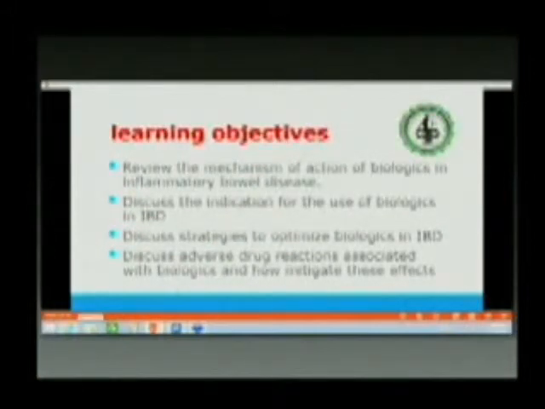Okay. So learning objectives for this afternoon, we're going to review the mechanism of action of your biologics, especially in inflammatory disease, discuss the indication, how they work, and of course, discuss strategies to optimize the use of these biologics. Later on, we will discuss adverse drug reactions associated with biologics and how to mitigate these effects.